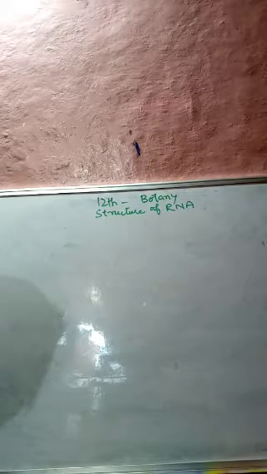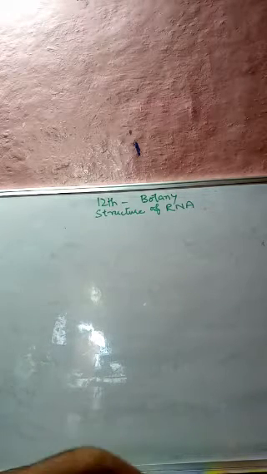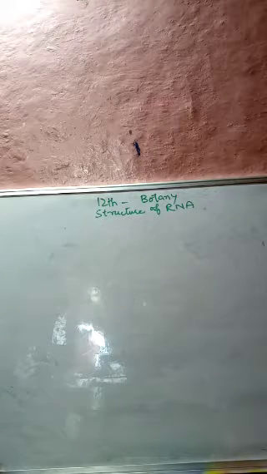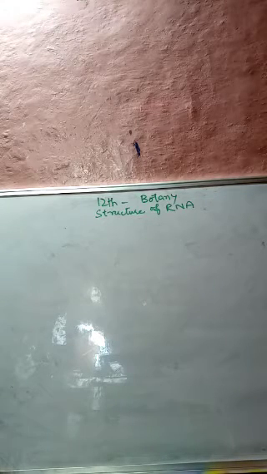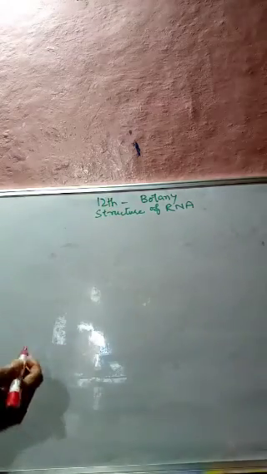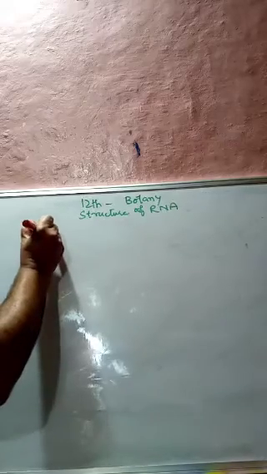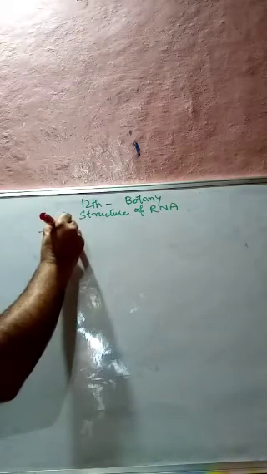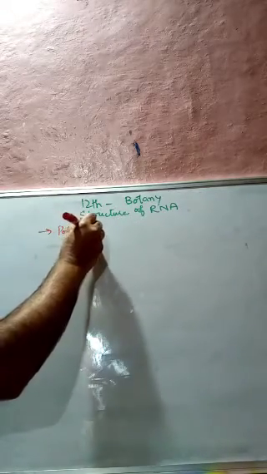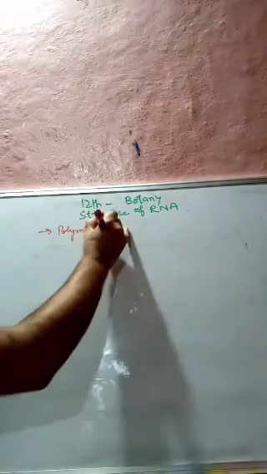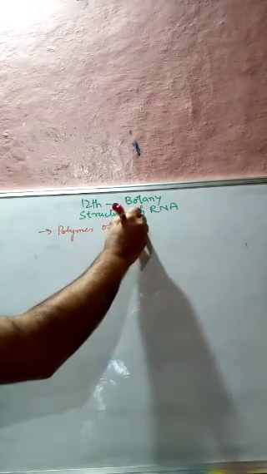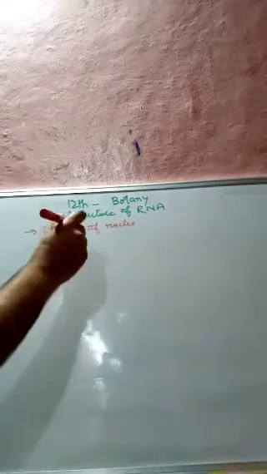Today we are going to discuss the third topic, that is the structure of the RNA, the second nucleic acid. Now, this RNA is also a polymer of nucleotides.